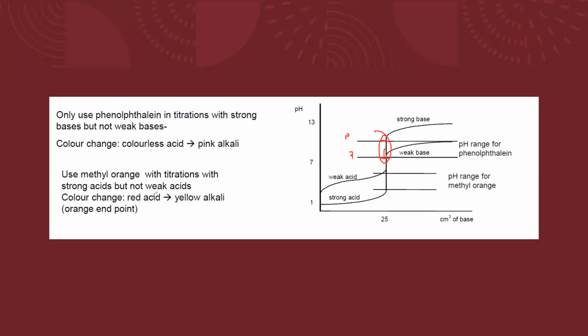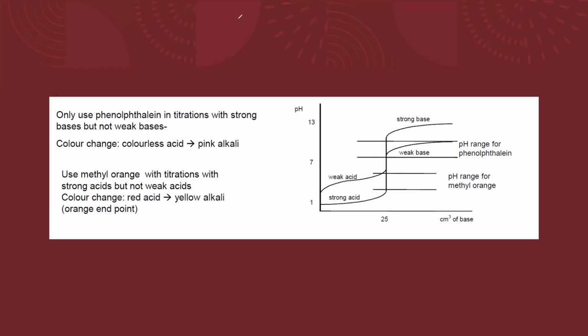In the same way, methyl orange is best when we are titrating with a strong acid but not with a weak acid. The color change is red in acidic and yellow in alkaline conditions, and you can see this is the pH range of methyl orange. For a strong acid it is useful, but for a weak acid the vertical part is not in the range of the color change for methyl orange, so it is not suitable.